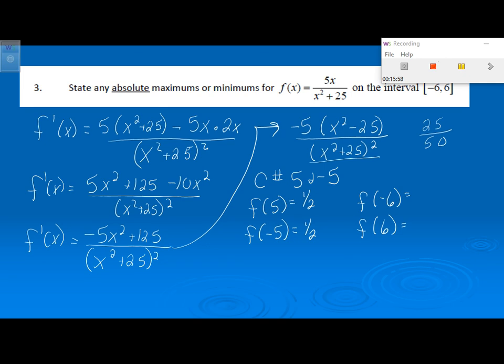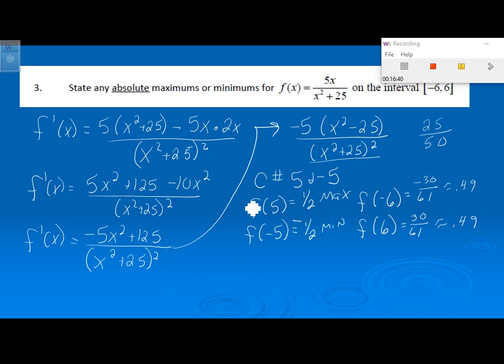Now, if I evaluate 6 and negative 6, looks like in this case I'm going to get negative 30 over 36 and 25. How about 61? And I'm going to get positive 30 over 61. Well, if we evaluate this, this is about 0.49. So here's my absolute max, and here's my absolute min. I forgot my negative sign on that.